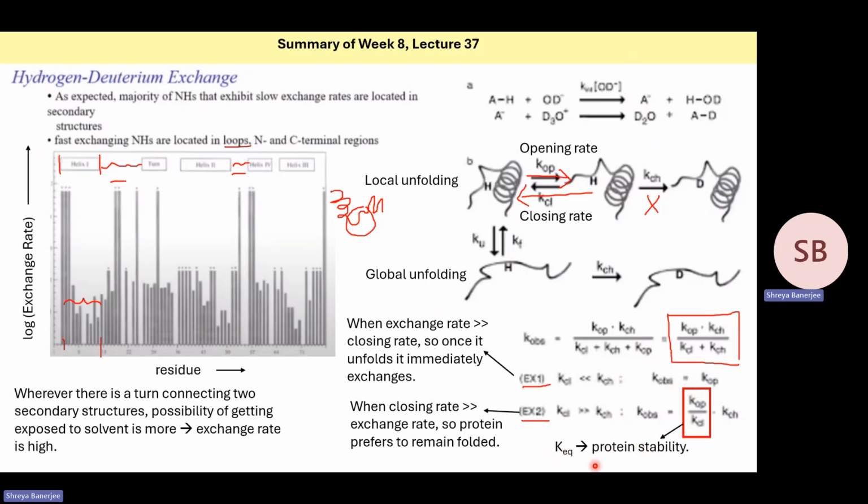You know, K equilibrium is the ratio of the rate constants of the forward and backward reaction. So this ratio is the K equilibrium of the protein. So from the K equilibrium, you will have an idea of the protein stability. So through unfolding experiments, you can measure the protein stability.